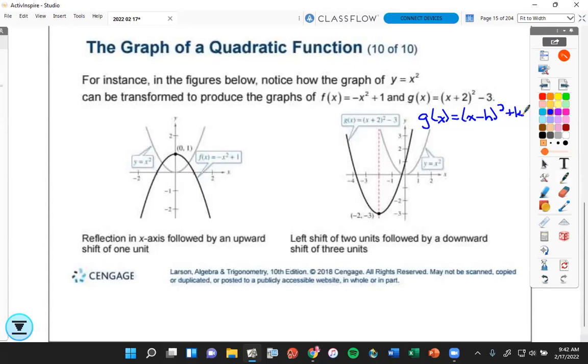Yeah, exactly. When it's inside. On the outside, that's a -3. What's that mean? Down 3.